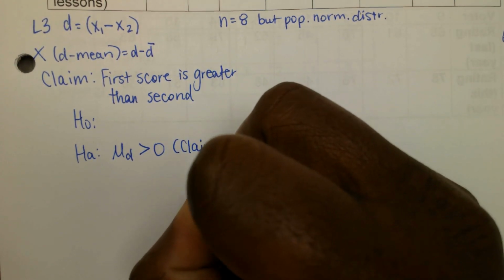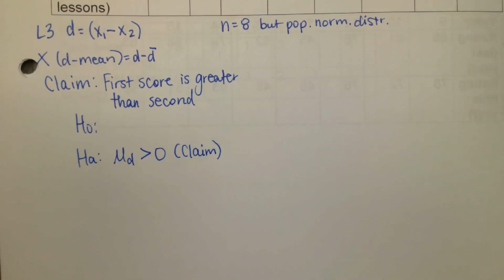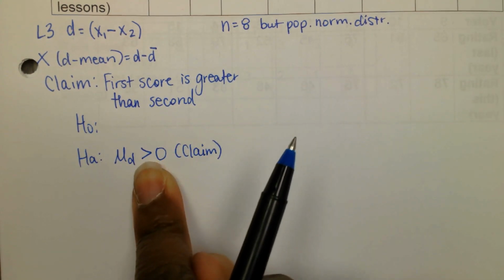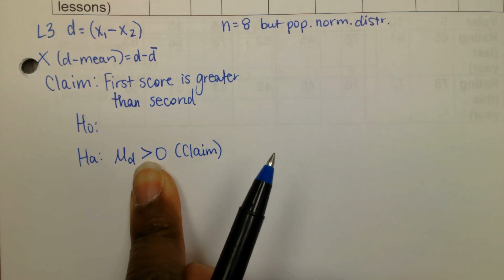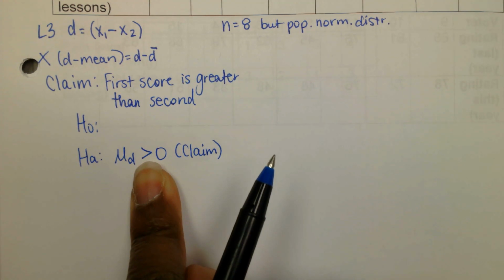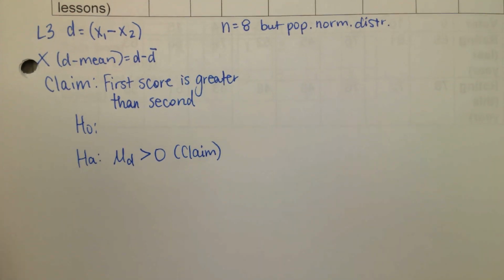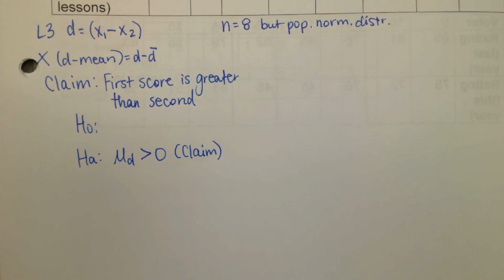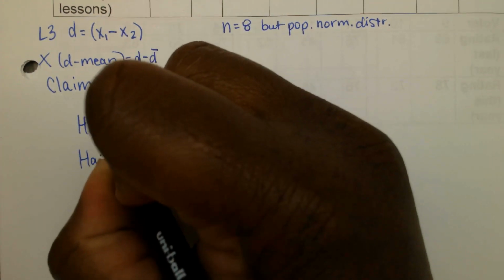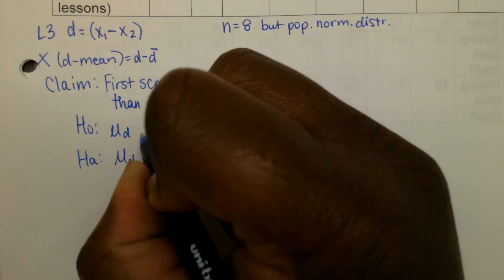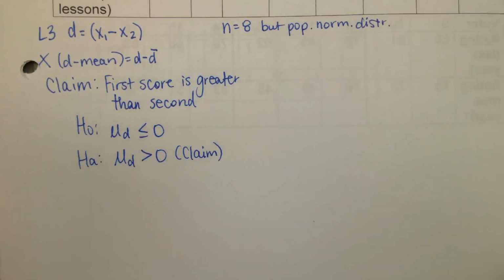So our first score, should it be greater or should it be less? It should be greater, because in golf, improved scores means decrease. So our first score should be greater. Okay. The opposite of that would be less than or equal to 0.